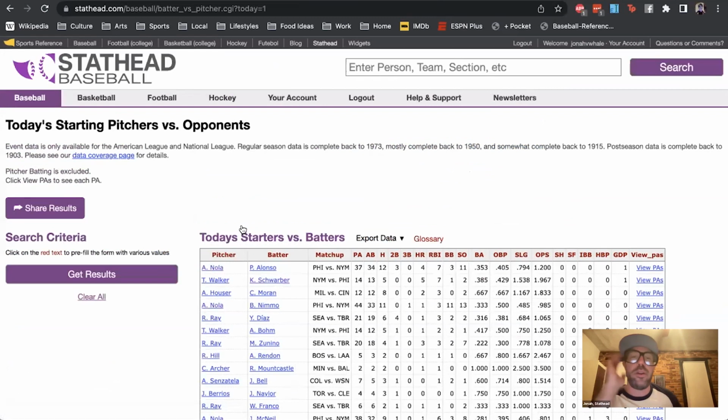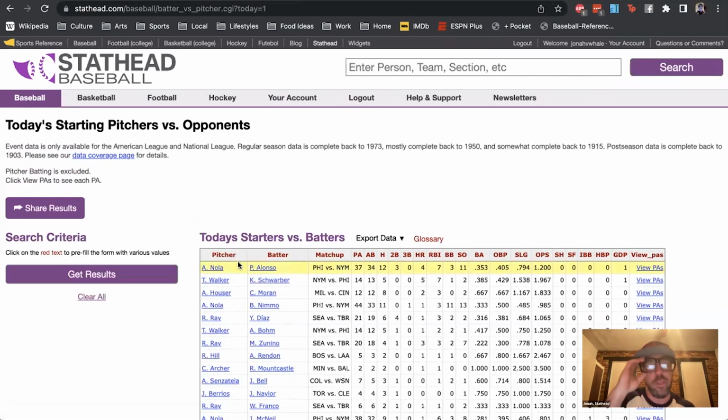And if you're looking at your lineup and you're trying to decide, who should I play? Which pitcher should I start? Who should I be playing at second base? Who's going to fill in that middle infield slot? You can go here and take a look at the starting pitchers and their historic performance against the players who are in the lineups that they're facing that day.